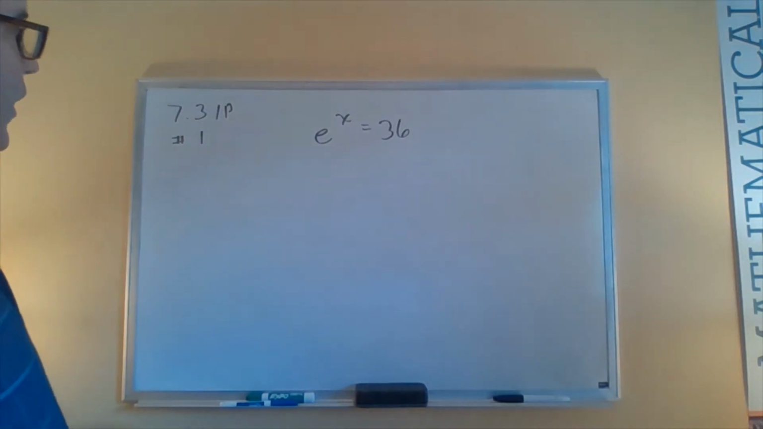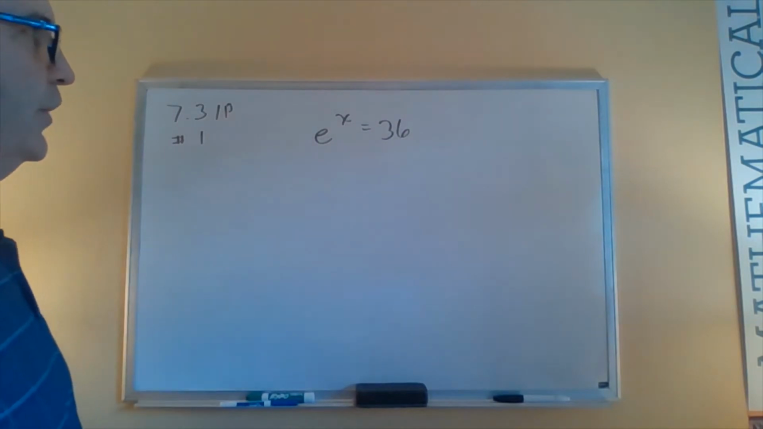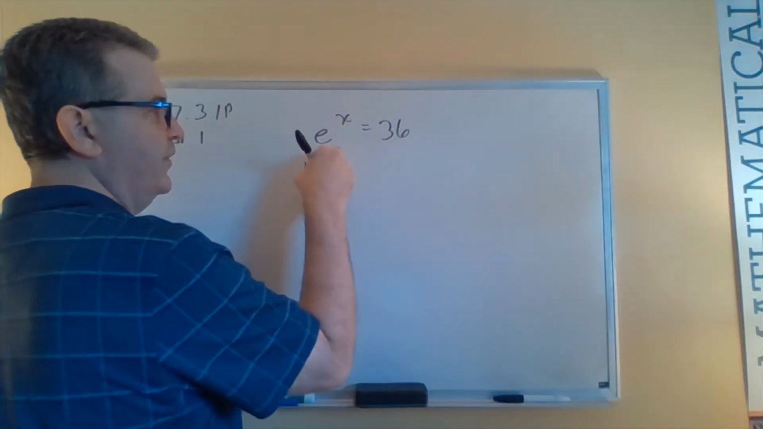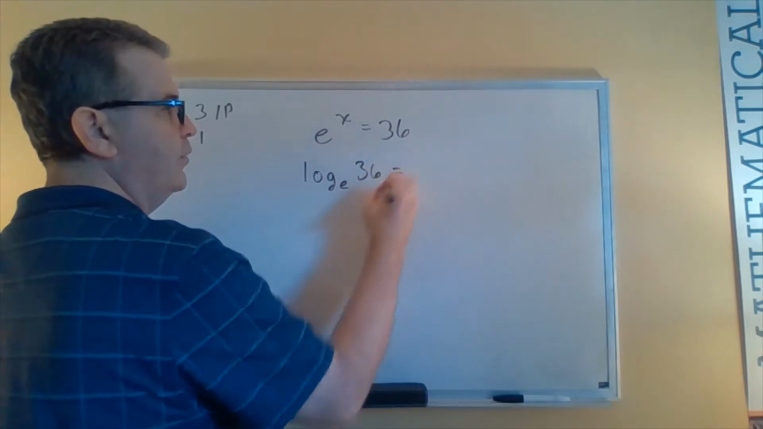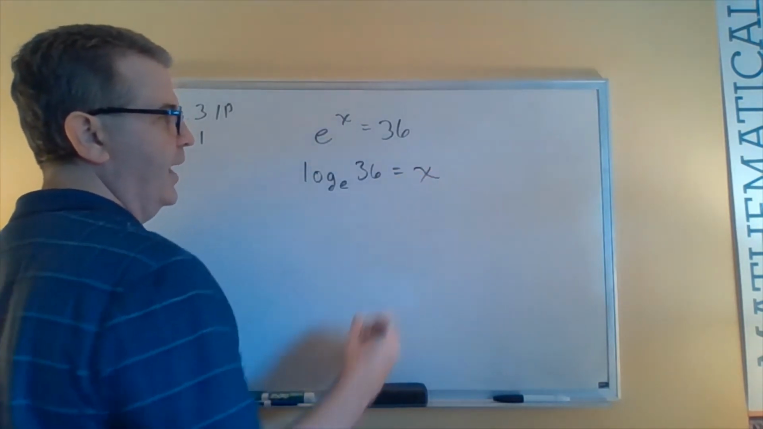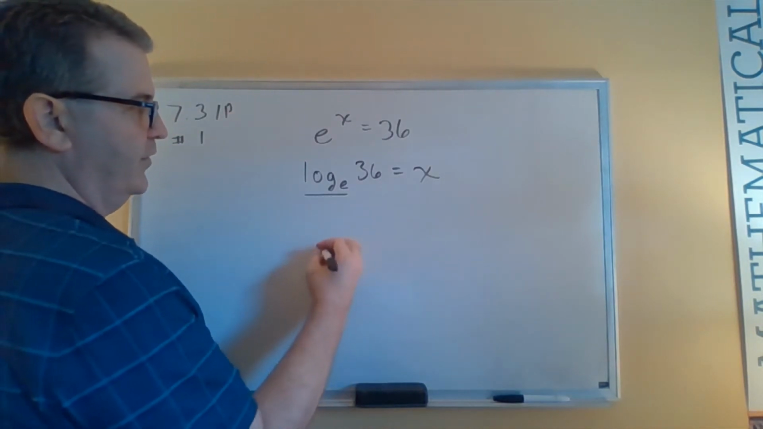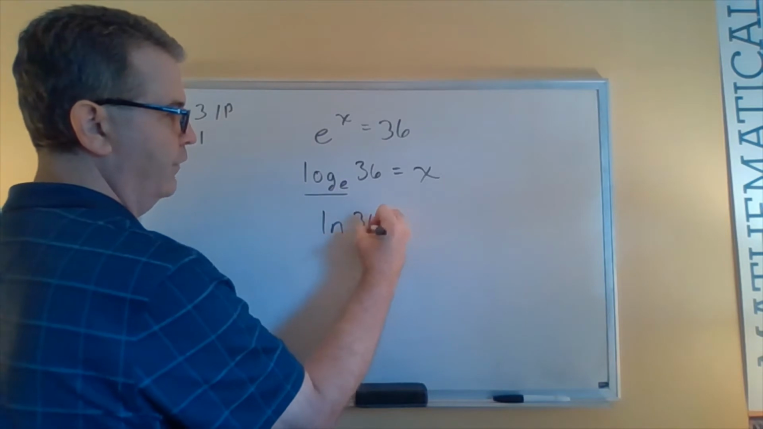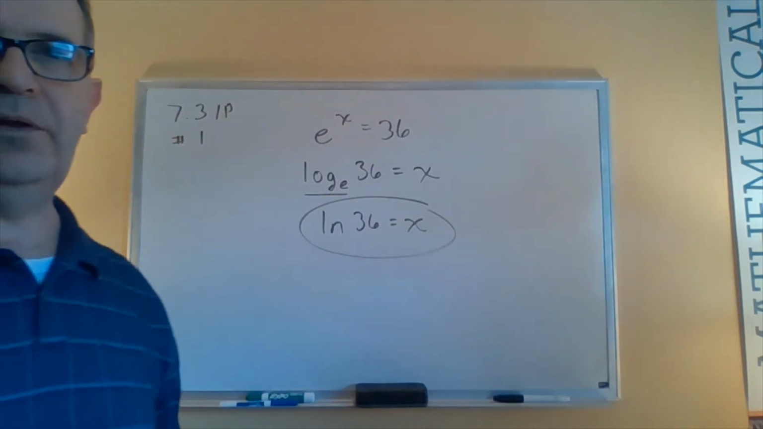In problem number 1, we were asked to rewrite our exponential equation e to the x equals 36. We need to rewrite that into logarithmic form. So we're going to have the log, our base is e, so log base e of 36 equals our exponent, x. Let's remember, we don't write log base e though. Log base e is the natural log, abbreviated ln. So the natural log of 36 equals x. That is our answer for number 1.